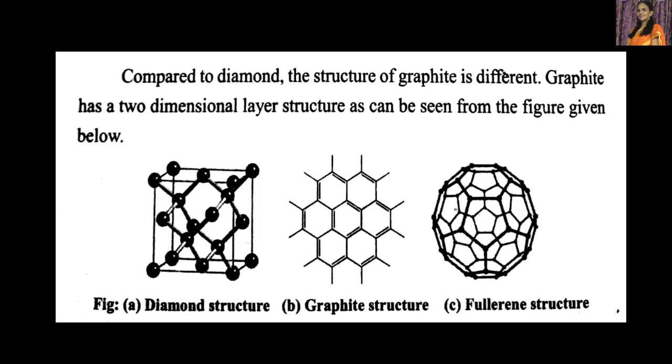And this is nothing but fullerene. It's like a football structure. It has five-membered rings and six-membered rings. Fullerene.